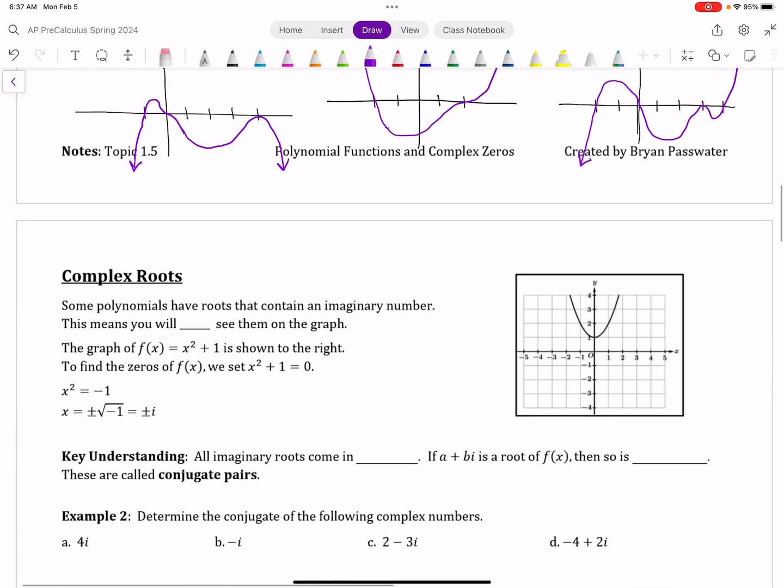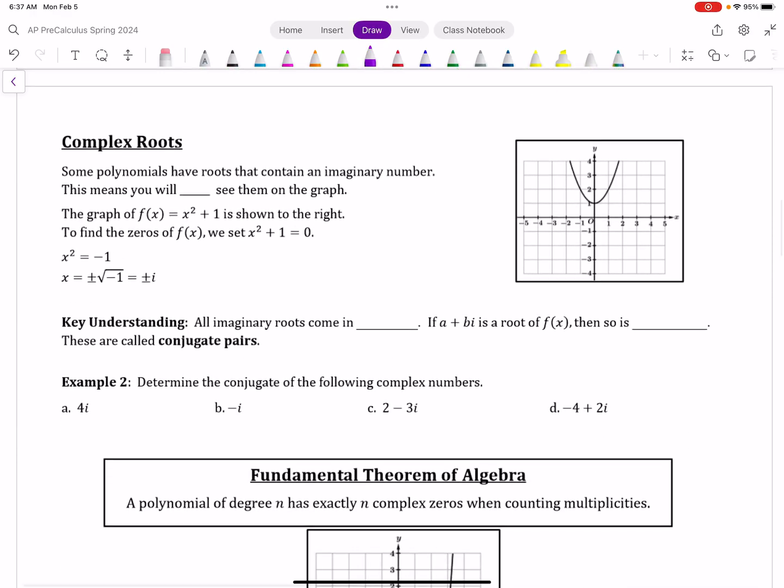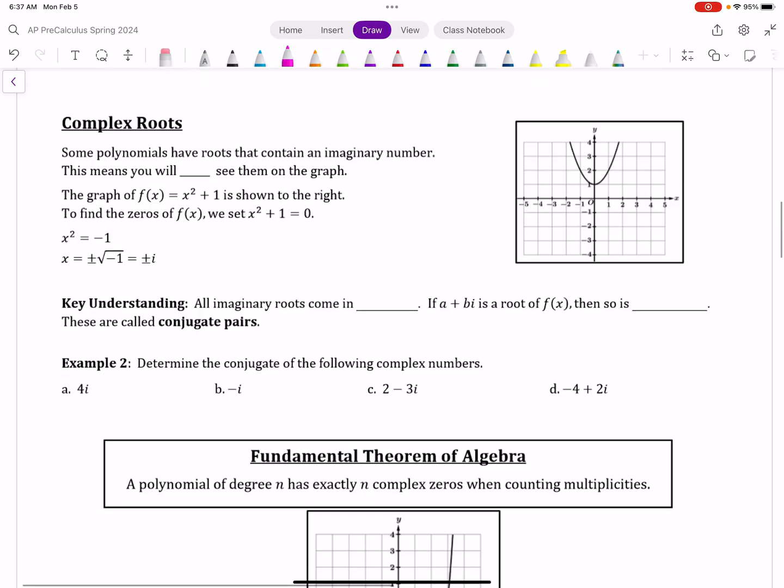So now let's look at when we have complex roots. When we have complex roots, that means our roots have an imaginary number, which contains the imaginary unit. And this means you will not see those on the graph, kind of like the graph to the right does not cross through the x-axis. And that is x squared plus 1. And if we set that equal to 0 and solve, we can see that our zeros are plus and minus i.